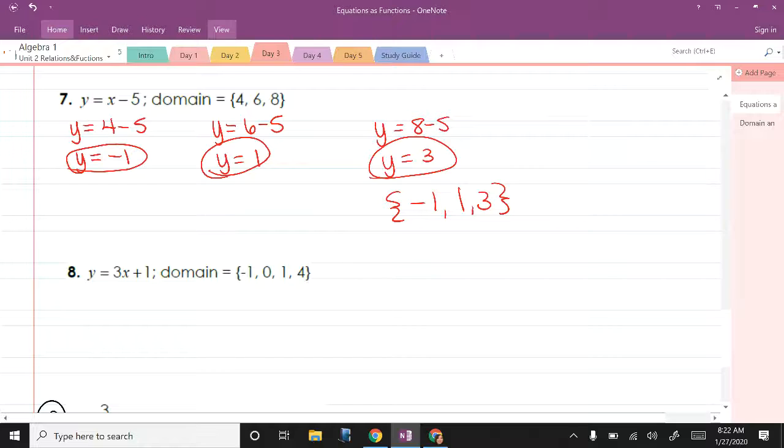All right. Number 8. Y equals 3x minus 1. And this time, how many numbers did they give you in the domain? 4. They gave me 4, so you're going to have to plug it in 4 times. All right?